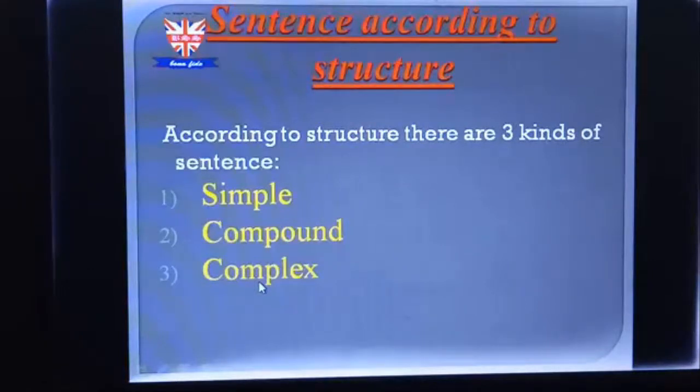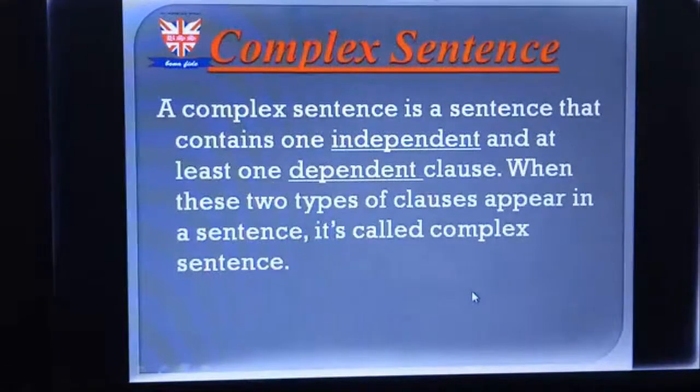Okay, so let's see. We'll try our best to understand in the easiest way, so that we can remember for a long time. A complex sentence is a sentence that contains one independent and at least one dependent clause. When these two types of clauses appear in a sentence, it's called a complex sentence. So in a complex sentence, there should be an independent and a dependent clause.